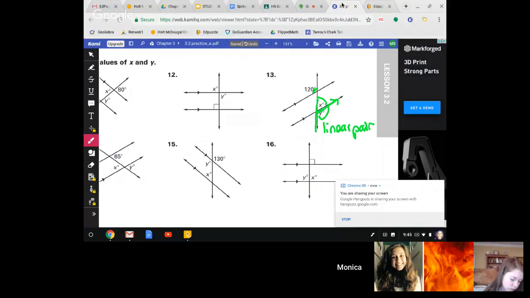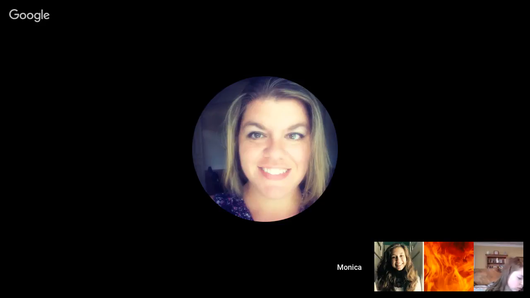And what do we know about linear pairs? Close. They're not complementary, they're supplementary. So yes, they do add to 180. So then you would set those two equal to 180 and solve for that value. Does that make more sense? Okay, good.